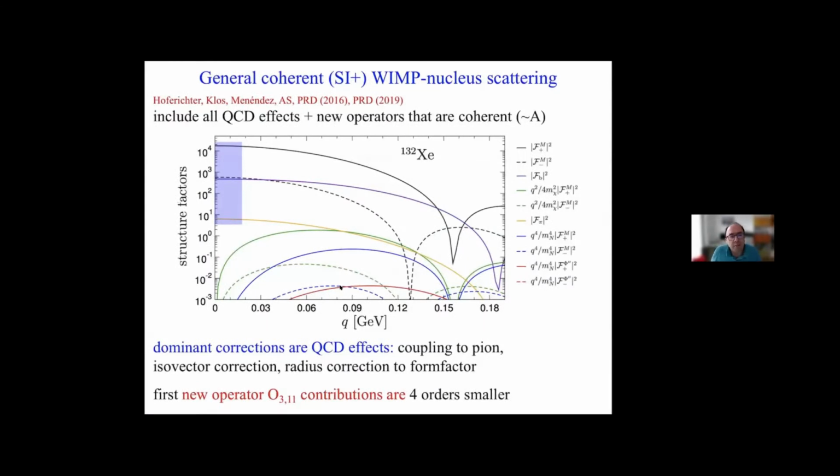Okay, then let's look at a structure factor plot again. So this is taking the formula we just looked at and plotting now the individual responses for xenon 132. And the color scheme is roughly ordered according to its importance at low Q. So you can see the leading one here is the standard spin independent one, and this is indeed the one that's normalized to A squared, where A is 132, so it's a bit higher than 10 to the 4. Then the next important response is the black dashed line. That's the isovector, the N minus Z squared for xenon, and that's smaller, but it has a very similar shape.